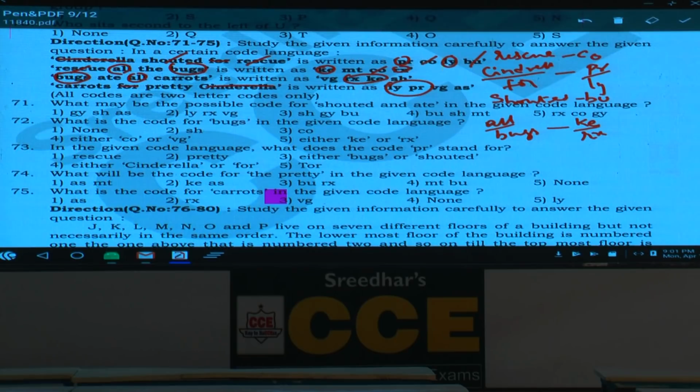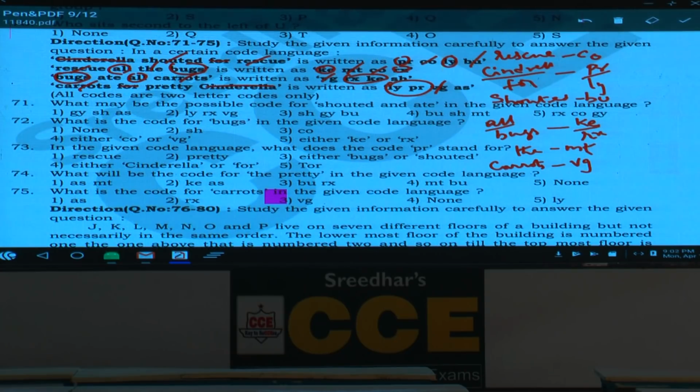Now in the second statement, if you observe here, the word which is left over is the, and the code which is left over is empty, and the code for the word the is empty. Next one, 8 and carrots. Carrot is the word which is common here. As carrot is common, tell me what is the code which is common here? VG. And the code for the word carrot is VG. Carrots, VG is the code.